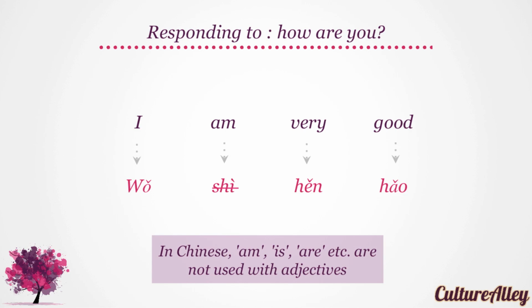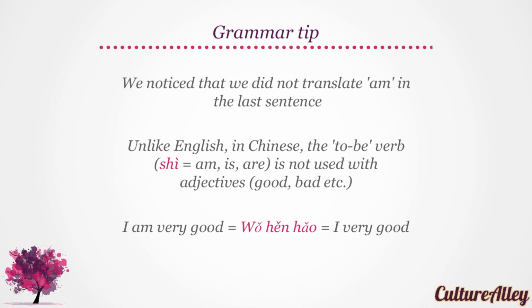But in this sentence, we do not translate am, because in Mandarin, is, am, are, etc. are not used with adjectives. So remember, we did not translate am in the last sentence. Unlike English, in Mandarin, the to be verb 是 is not used with adjectives such as good, bad, etc. Therefore, I am very good translates to 我很好. That literally translates to I very good. Let's try that again. 我很好.